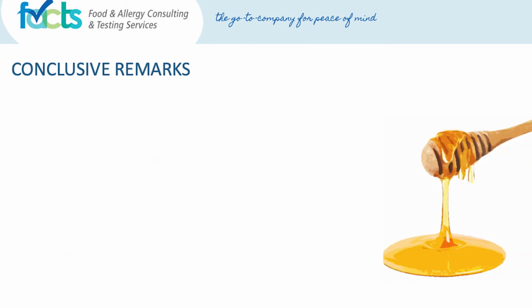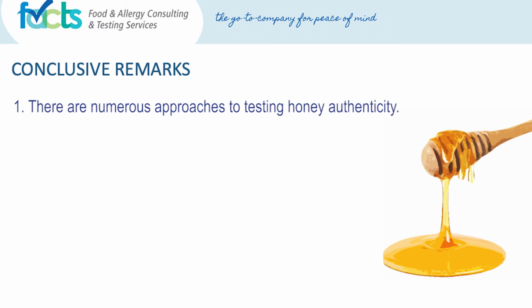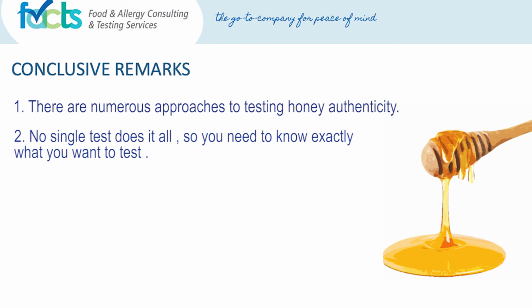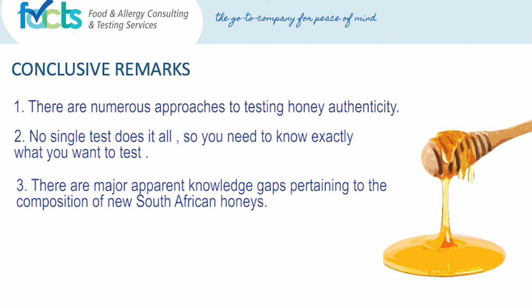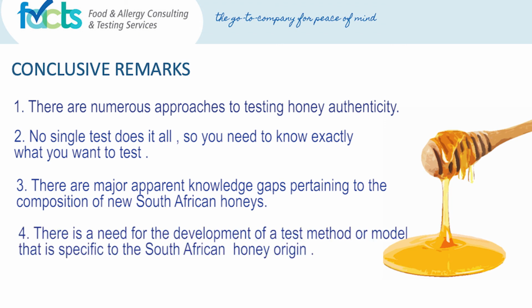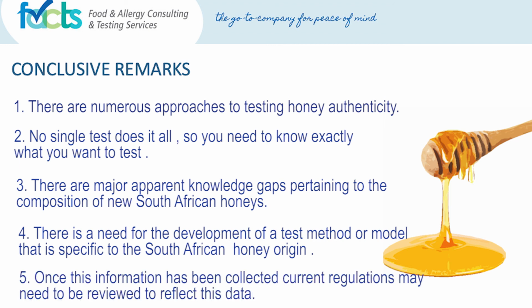A few important points to take away from today's presentation is that firstly, there are numerous approaches to testing honey authenticity. No single test does it all, so you need to know exactly what you want to test. There are major apparent knowledge gaps pertaining to the composition of new South African honeys. There is a need for the development of a test method or model that is specific to South African honey origin. And once this information has been collected, current regulations may need to be reviewed to reflect this data.